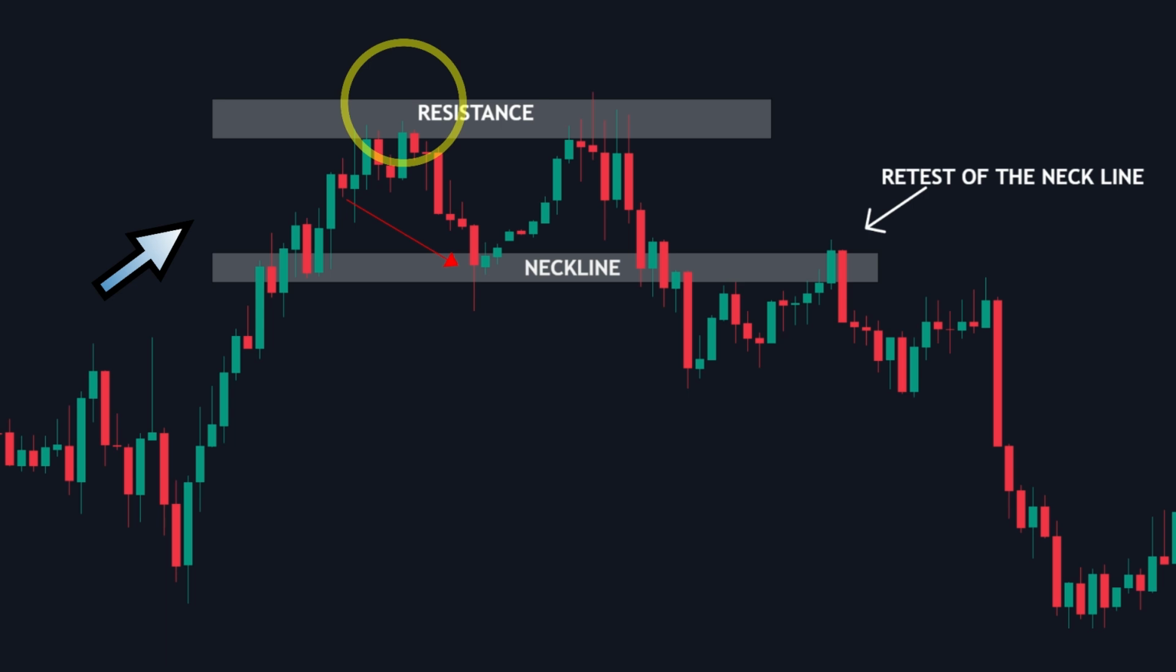4. Second top. Here's the big moment. The price rallies again, trying to break the previous top, but fails. The price forms a second top at nearly the same level as the first one.